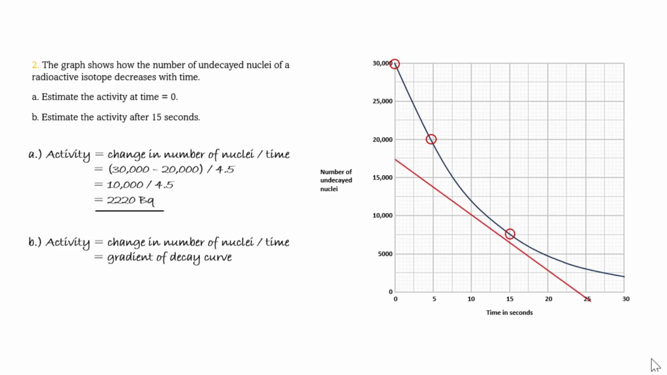So we take a tangent and find its gradient, which is change in y over the change in x, or 18,500 divided by 25.5, which equals 725 becquerels.